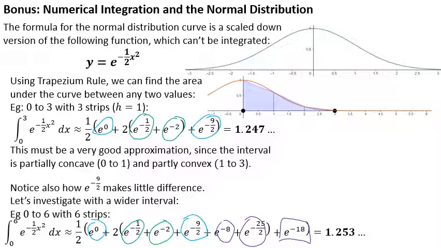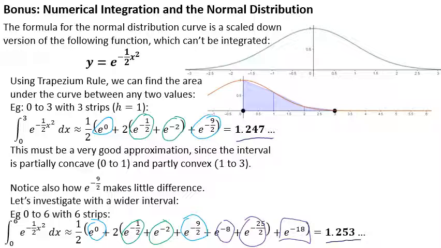Since they don't make much difference, the overall answer is very similar: 1.253 as opposed to 1.247. Not very much difference in there. That gives us the additional confidence that integrating over a relatively short interval gives us a very good approximation for the total area under this curve.